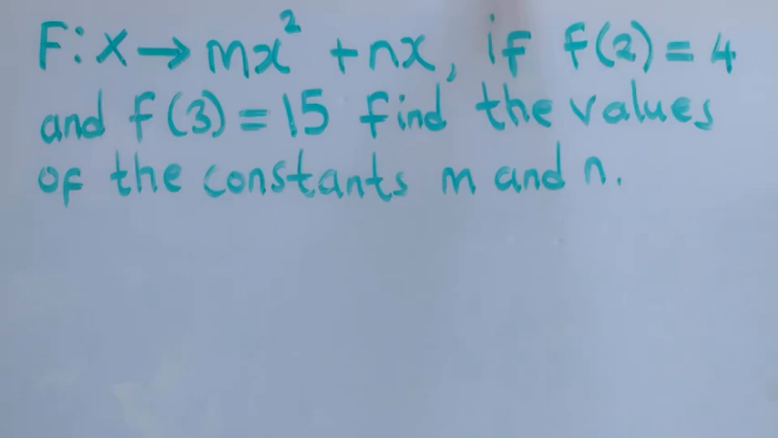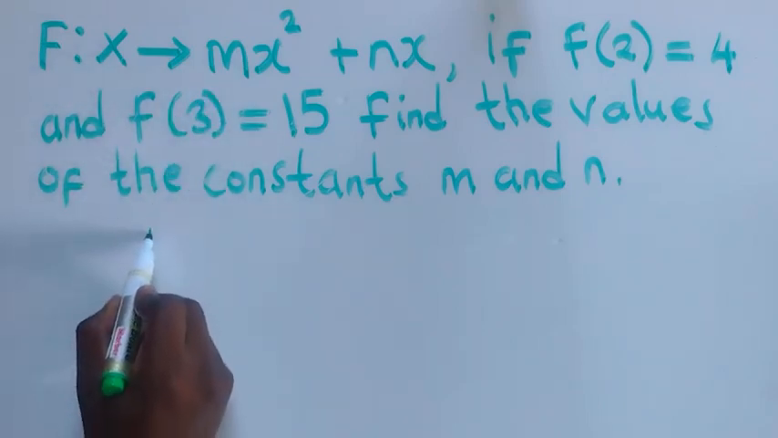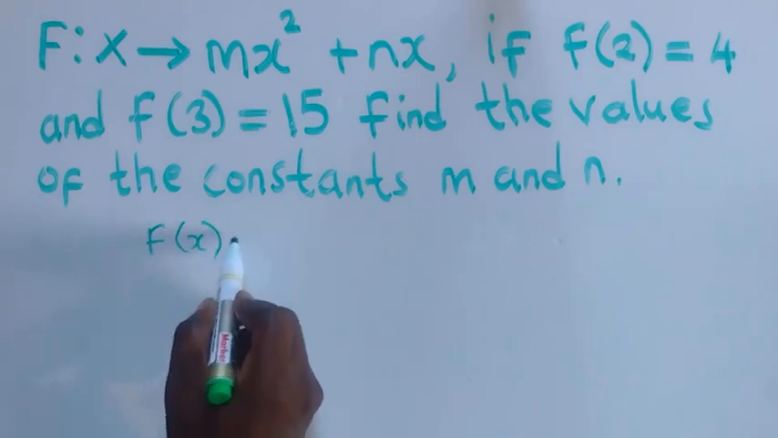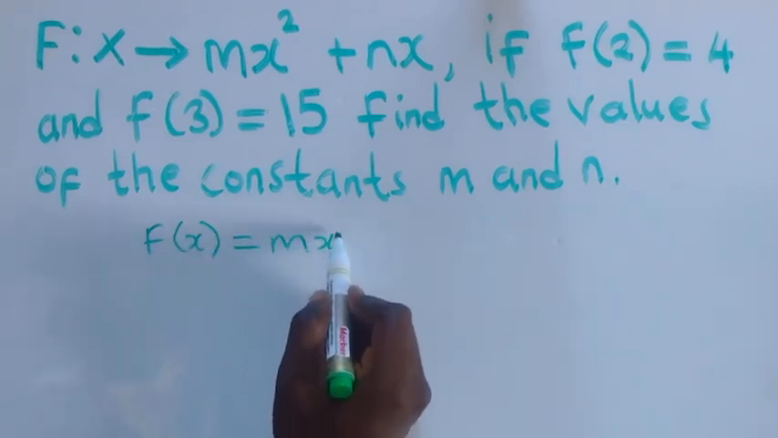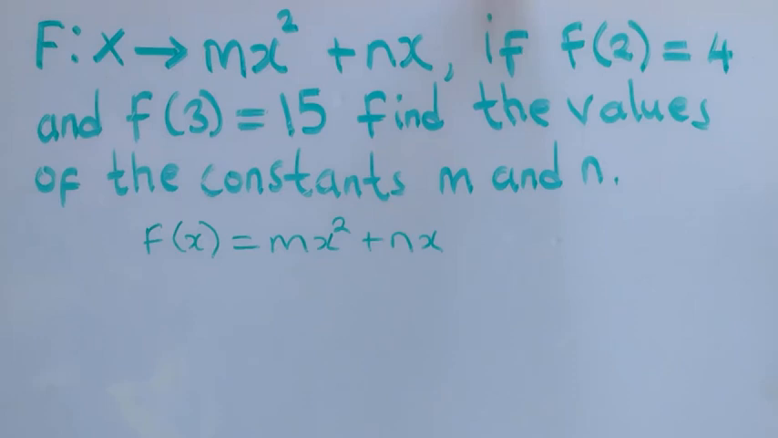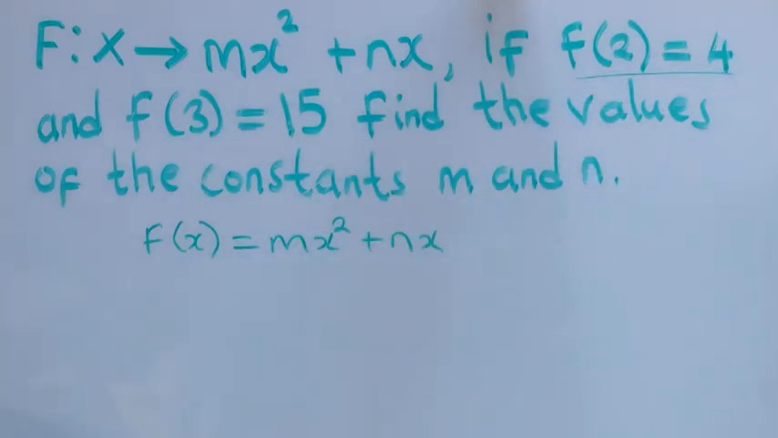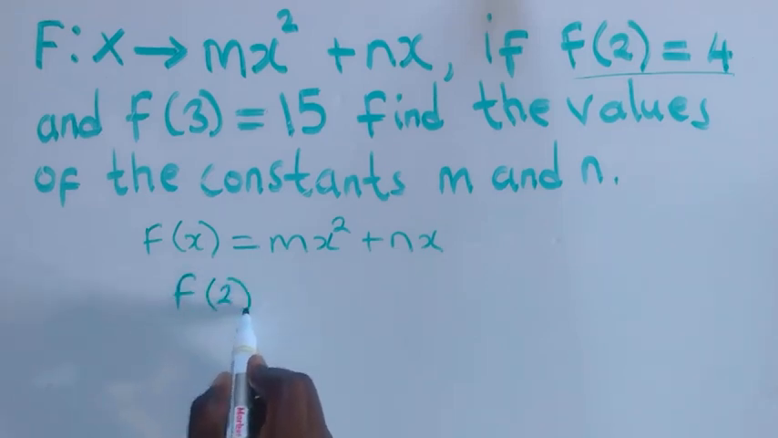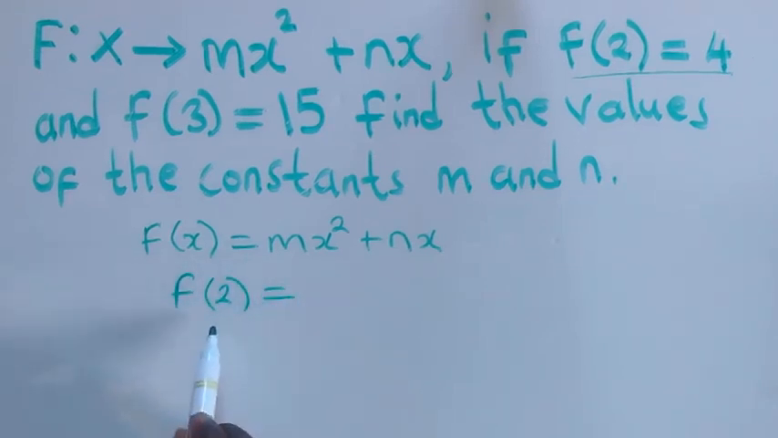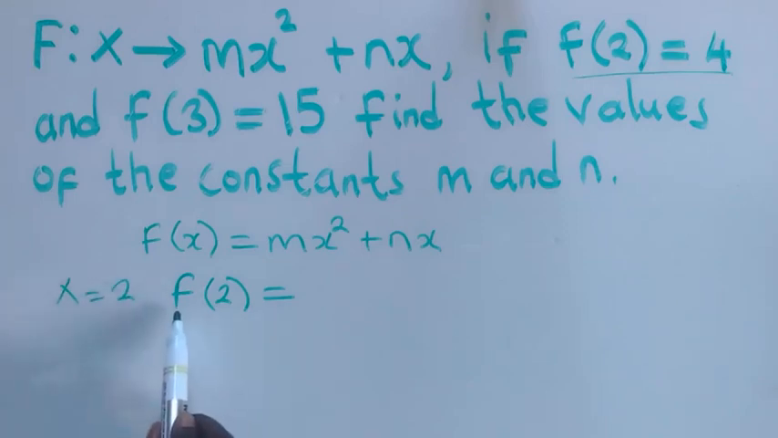So first thing, what you are going to do is you are going to take note of this function right here. The function that we have is f(x) equal to mx² + nx. This is our function. Then from here, we are going to use this for f(2), which is the first one that they have given us. So we are going to say f(2) equal to, so now this means that x is equal to what? 2, because we are saying f(2).